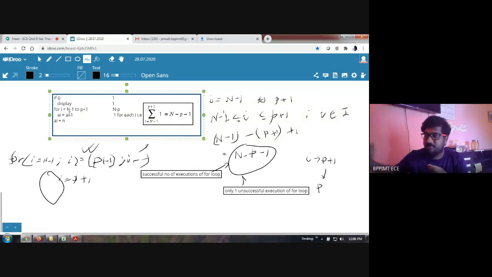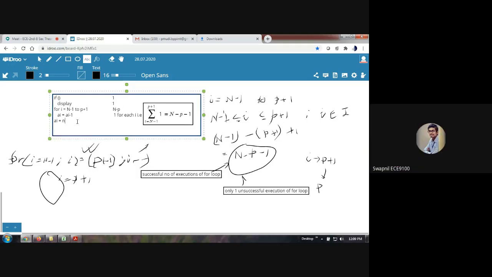So for all the values of i, you have to add up that one. You have to apply the summation operator on one, for all the values of i equal to n minus 1 to p plus 1. If you just perform this, it will come to 1 plus 1 plus 1 dot dot dot. How many times? n minus p minus 1 number of terms are there. So n minus p minus 1, and that is always 1 less than the total number of executions of for. This is very important.